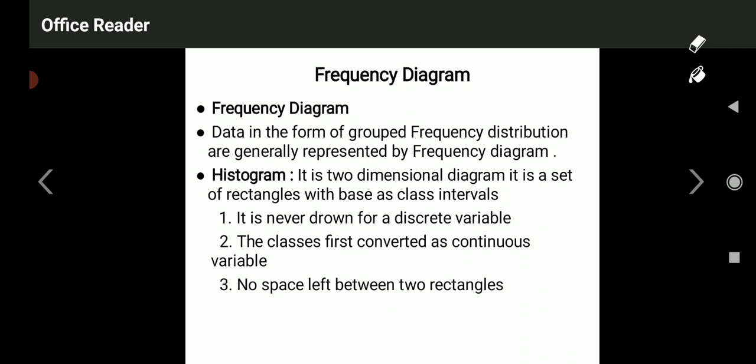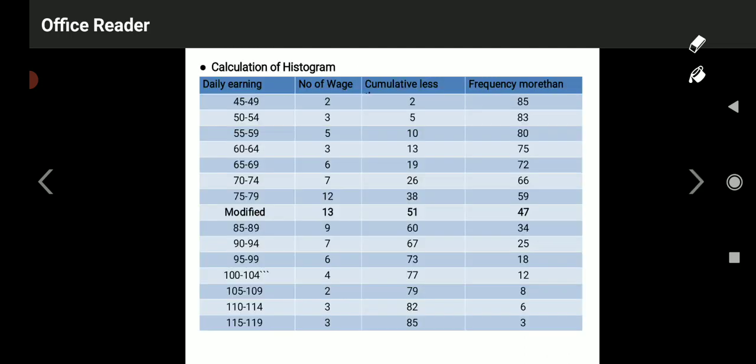Now, as I said in the beginning, no space is left between two rectangles in case of histogram. And histogram gives us the mode value of a particular activity. This is about the introduction part of the histogram.